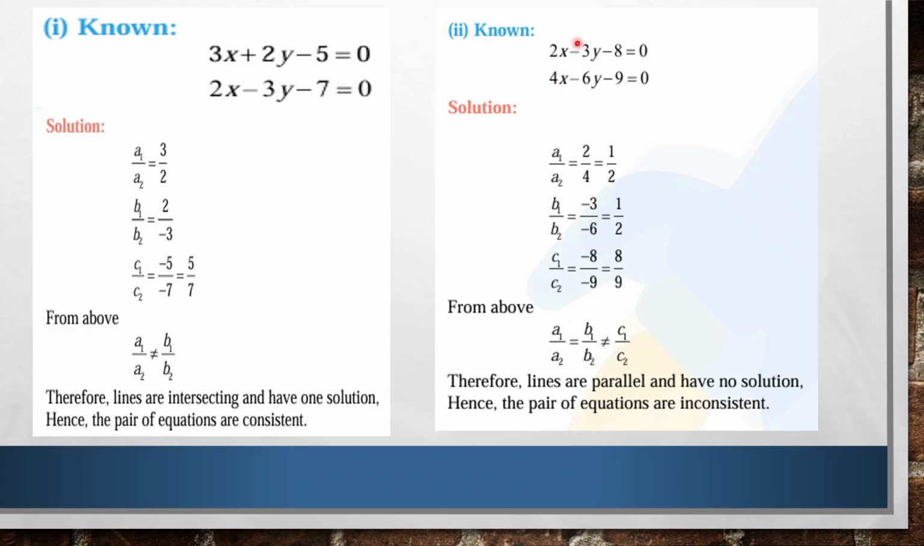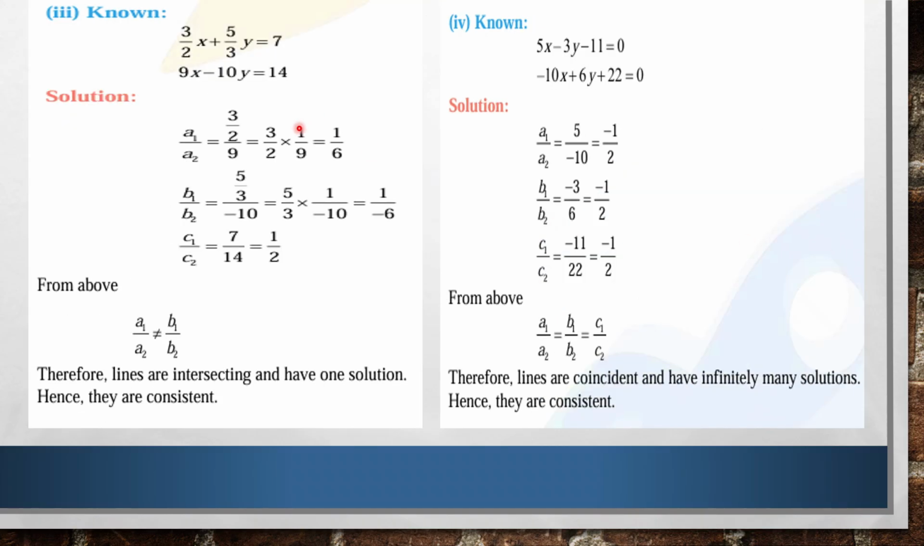Next question, 2x minus 3y is equal to 8, 4x minus 6y is equal to 9. Here a1 by a2 is 1 by 2, b1 by b2 is 1 by 2, c1 by c2 is equal to 8 by 9. Here I can write by these 3 equations, a1 by a2 is equal to b1 by b2 and it is not equal to c1 by c2. Therefore I can write lines are parallel and have no solution. Hence the pair of equations are inconsistent.